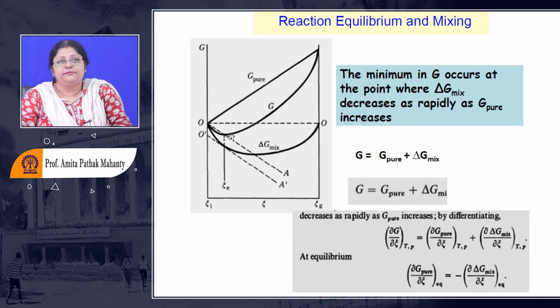So this equilibrium position comes when the total delta G of the system is minimized, at the point when the rate of decrease of the delta G mixing with progress of reaction matches the rate at which the delta G of the pure increases. This is supposed to be defined as the equilibrium composition.